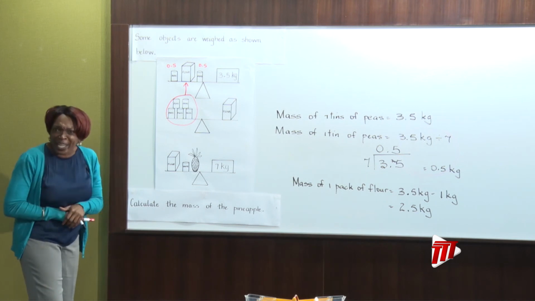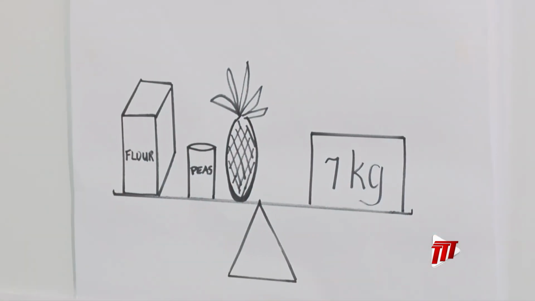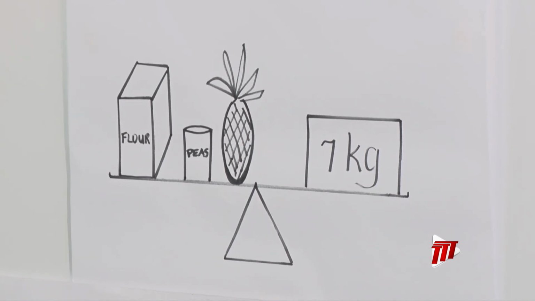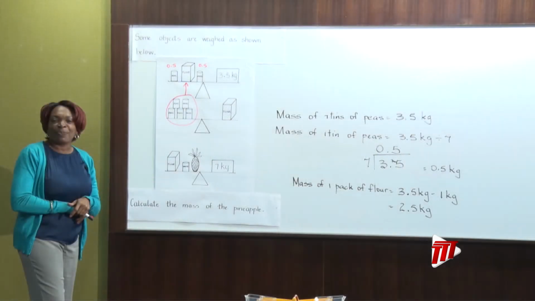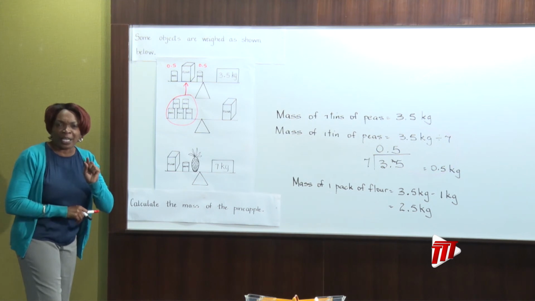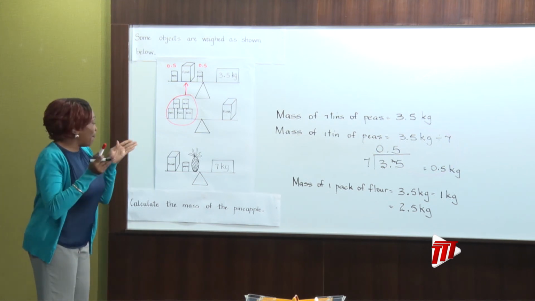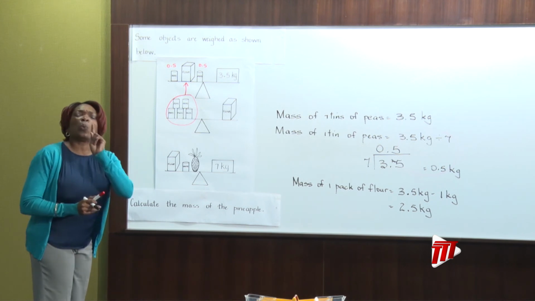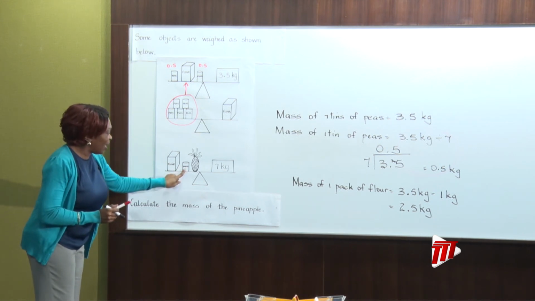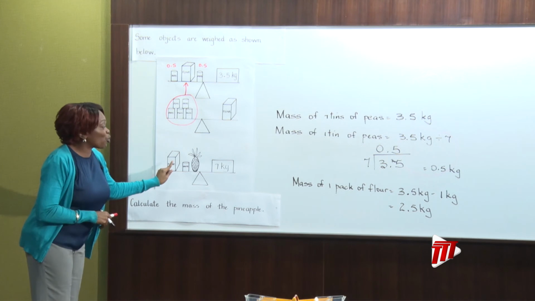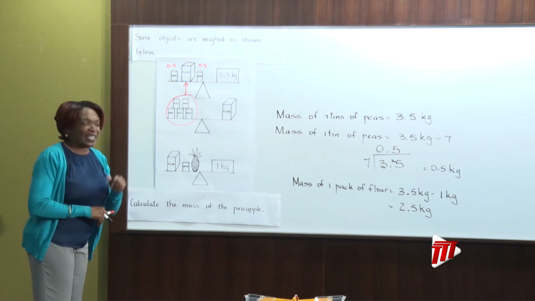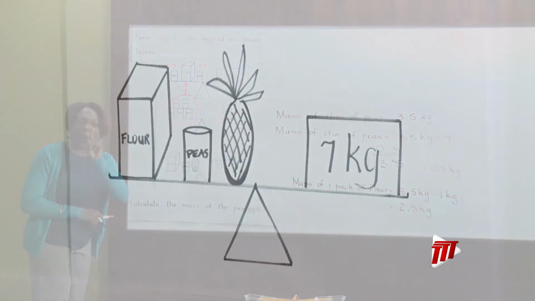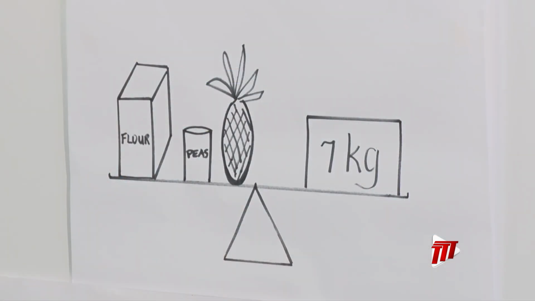I am seeing you doing it. I am seeing the pencils. Wonderful. Let's go. See if you can solve it before me. What do you think you should do? Very, very good. I can add the mass of the flour, 1 sack of flour, to 1 tin of peas. Are you seeing it here? And then what can I do? Subtract it from the 7 kilograms. And that will give us the mass of the 1 pineapple. Let's do it now.